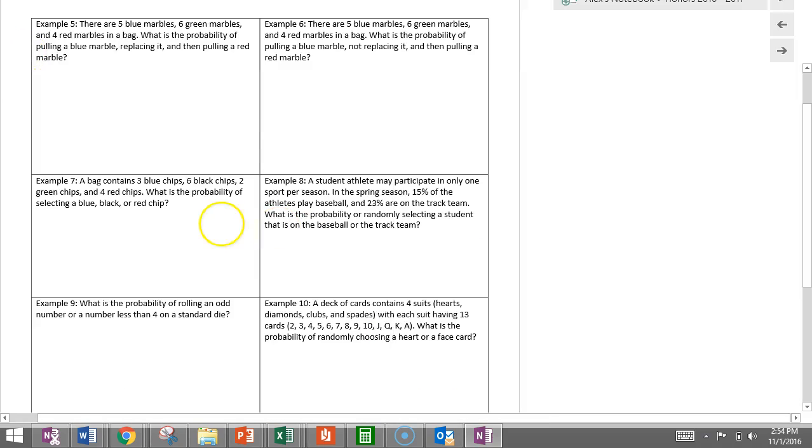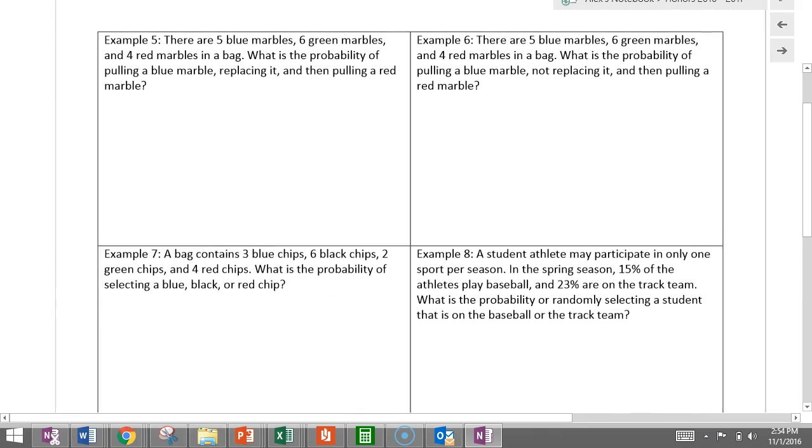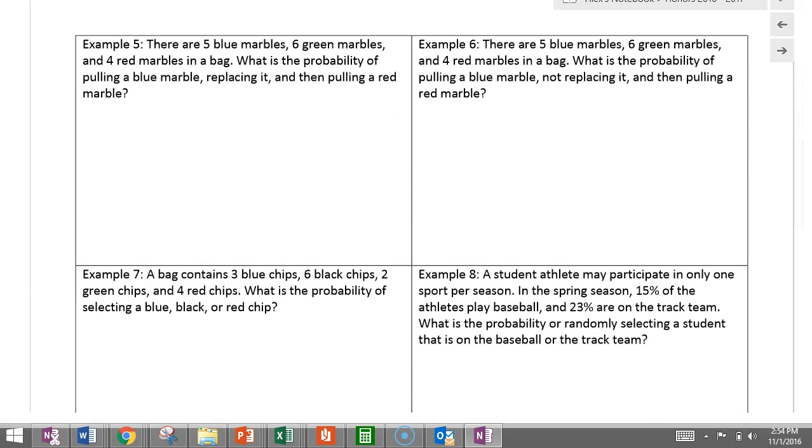Okay. So the first one is, example 5 and example 6 are very similar. If you notice, they're almost exactly the same wording. So you have to be very careful about when you have dependent and when you have independent. Independent comes when you put stuff back, right? It doesn't change those outcomes. Dependent is when you take it and you don't put it back, right? Now my outcomes have changed.